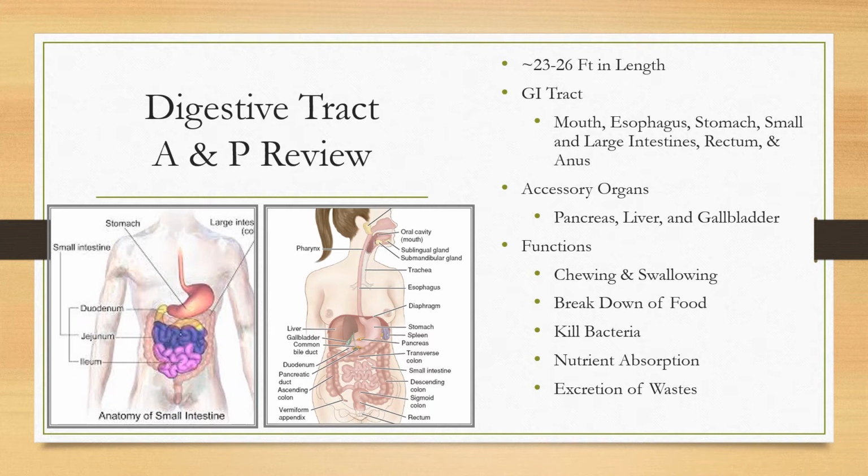protecting the system from bacteria. So you have a pH in your stomach of about 3 to 5, which is really acidic. So that protects the gastrointestinal system from bacteria entering and invading the gastrointestinal tract.